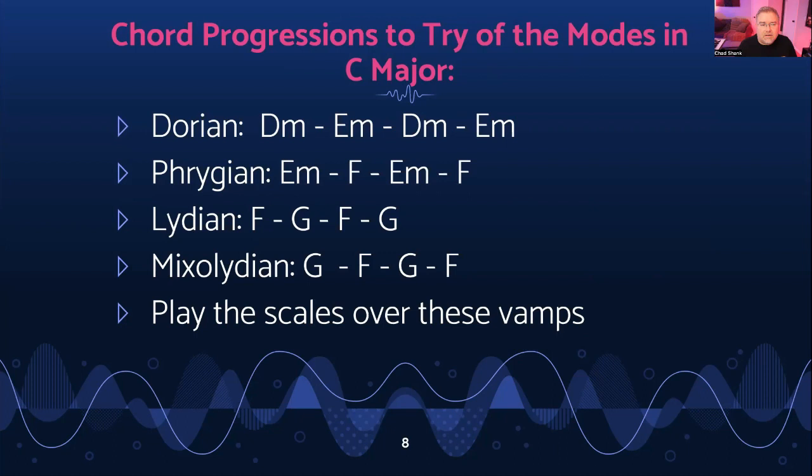Phrygian, same thing. It's E minor to F, E minor to F. Lydian, go from the F to the G, the F to the G. It's the 4 to the 5 in the major scale. Mixolydian is that 5 to 4, 5 to 4, or the G to the F. I didn't include Locrian either because that's not very common to use, but use these chord progressions here on the screen as a jumping off point to start adding chords and really going where your ear takes you to experiment with these new colors that you may be discovering or experimenting with.